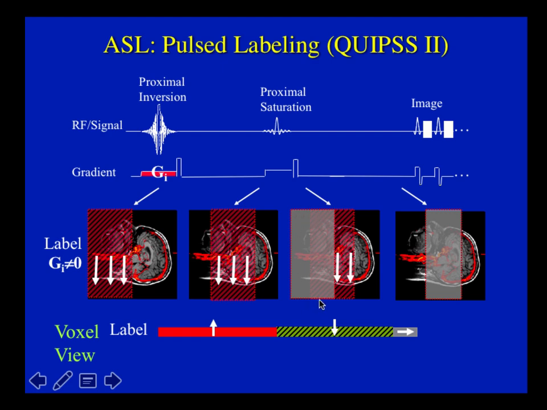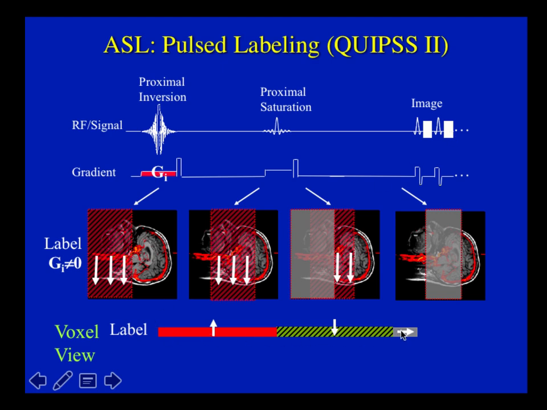So when we apply a saturation pulse to this gray area, we will leave this particular region unaffected, but within that region we know all the blood has been inverted. So during the subsequent period, this inverted blood will move into the tissue, and then we will at that point actually acquire the images.